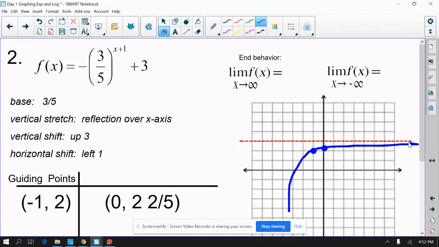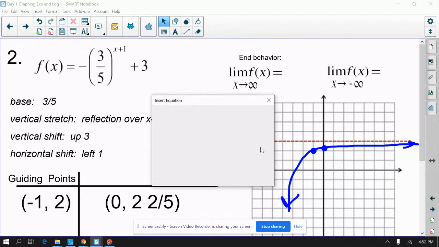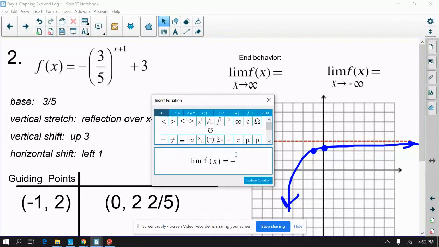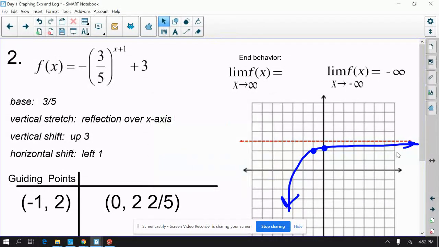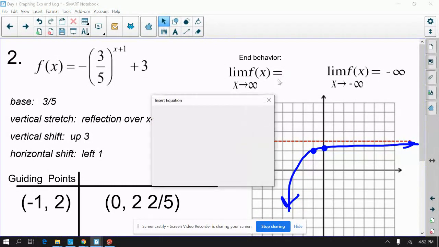knowing that it has this horizontal asymptote. It does not have a vertical asymptote. None of these will. When x gets really, really small, when x gets to -infinity, the y values also go to -infinity. And when x gets really, really large, the y values get closer and closer to 3.